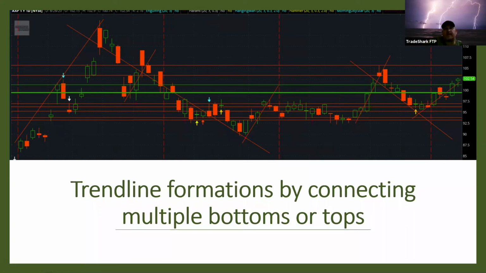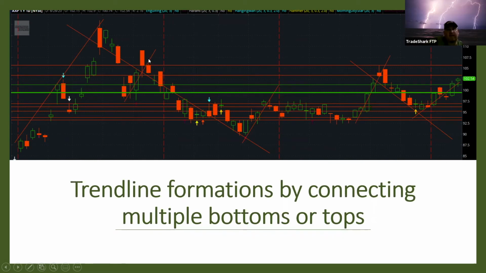So here's your trend line formations. This is the second part of it, okay? So I put trend lines, some of them are longer than others, all right? So here's a trend line starting down here, going up all the way up to here. Then you got a downward one that continued all the way through here. Then you had a short-term one that broke it, right?